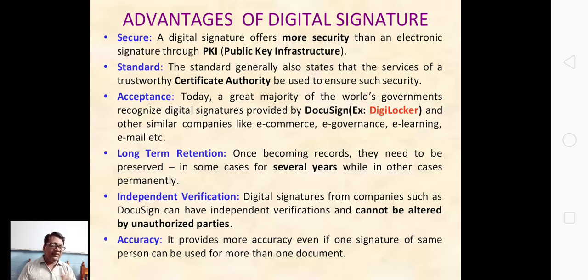Another thing is, whenever you are using it one time, two times, three times, one OTP is coming. That is a one-time password. This is also one of the examples of independent verification.